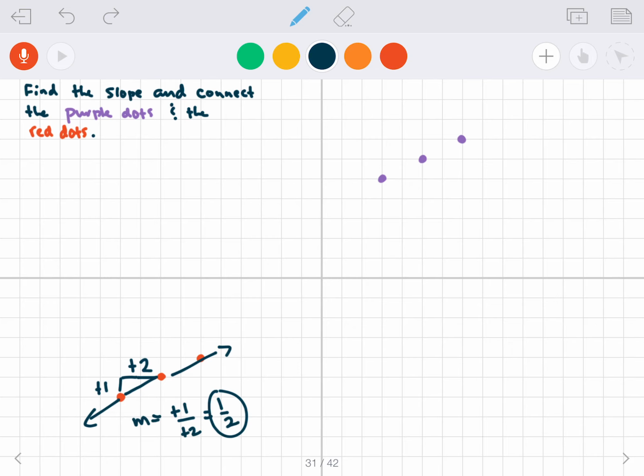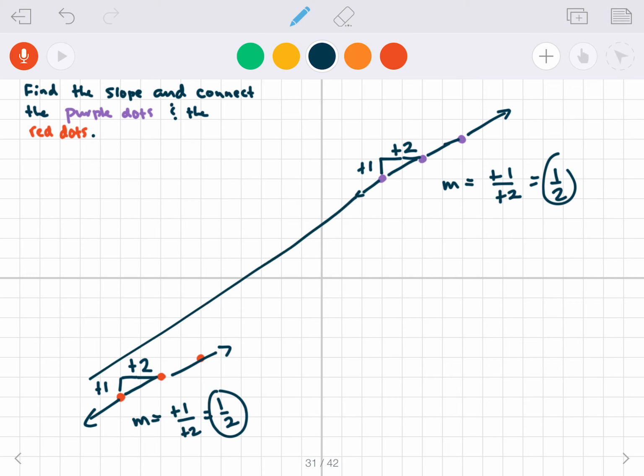There's an infinitely many number of points, though. With the purple, to get from here to here, I'm going to rise 1, so +1. Then I'm going to run 1, 2, +2. So again, I have a slope of +1 over +2, which is 1 over 2. Connect the dots, and what do you think is going to be the case with these lines? They're never going to meet, right? If we were to extend both of these lines out forever, they're never going to meet. They're parallel lines. Their steepness is the same, okay? They have a slope of 1/2.